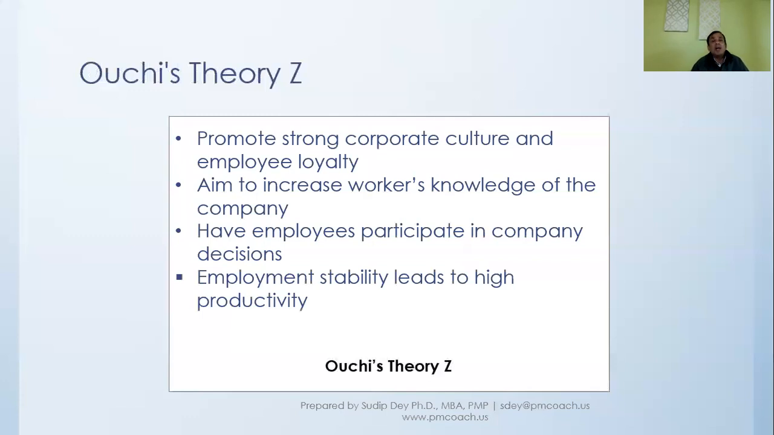And finally, the underlying principle here is that employee stability leads to high productivity. In other words, when people stay in the company, there is not a lot of turnover, then there will be high productivity.